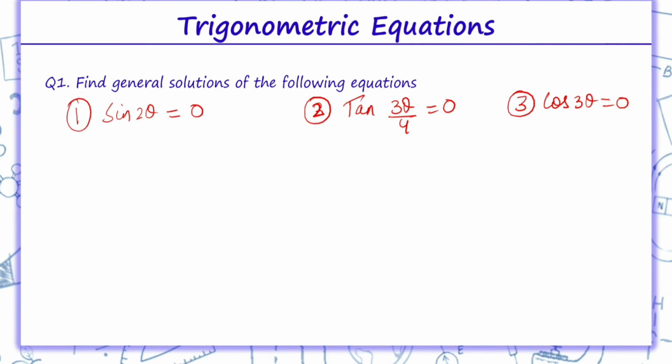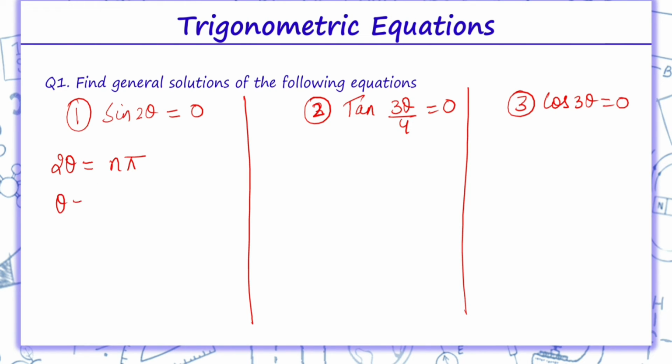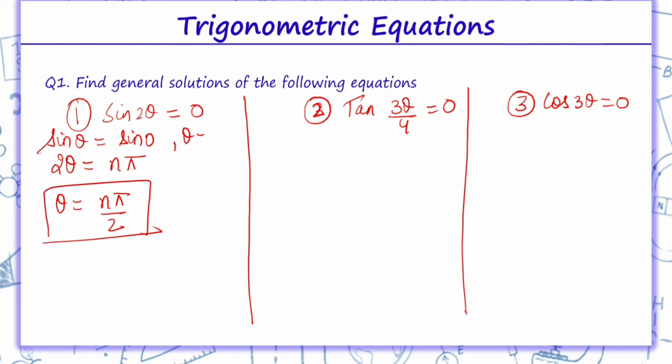So now coming on to the questions, we have 3 questions over here. Here we are provided with sin 2 theta equals 0. So as we know, when sin theta is equals to 0, the general solution is given by theta equals n pi. So here the general solution is given by 2 theta equals n pi. Thus the value of theta will be n pi by 2. Because we know sin theta equals sin 0, so general solution for this is given by theta equal n pi.